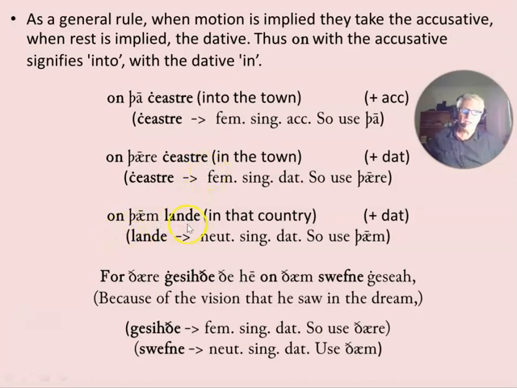On tham lande, in that country, because tham is the dative. Neuter singular dative, lande, the word lande is in the neuter singular dative, so it's the object of the preposition on, it's in the dative. So when you translate that, the word lande being in the dative tells you that this on must be interpreted into modern English in. All right.